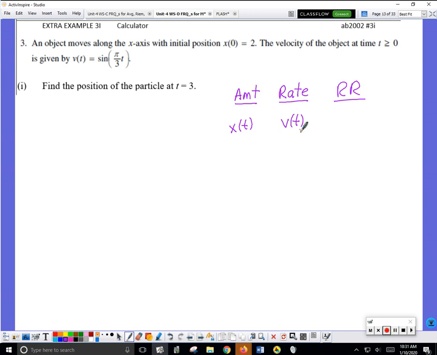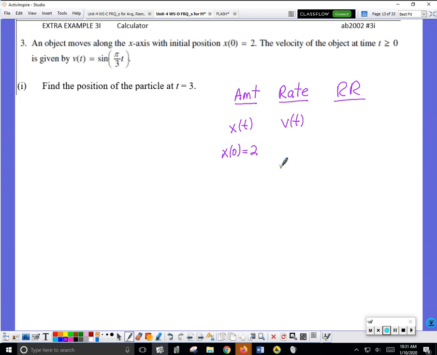In this particular problem, they are giving you a position. At time 0, the position is 2. They're also giving you a formula for the velocity. Raise your hand and answer this. Which is more valuable, knowing the position at time 0 or knowing a formula for the velocity? Hands up, come on. Which is more valuable? Just use your common sense.